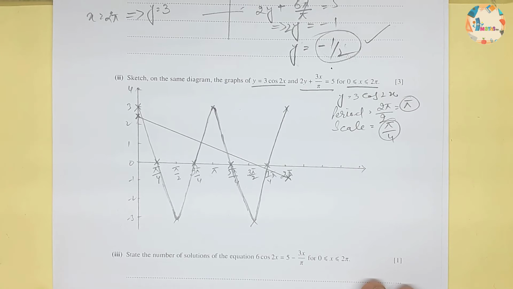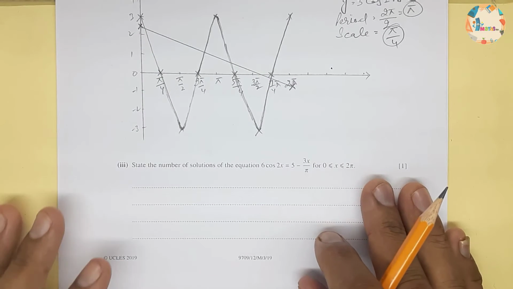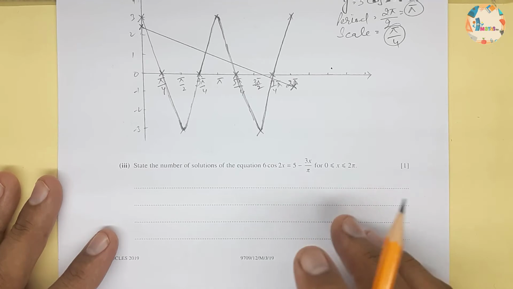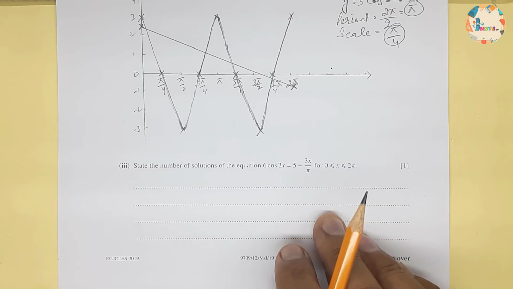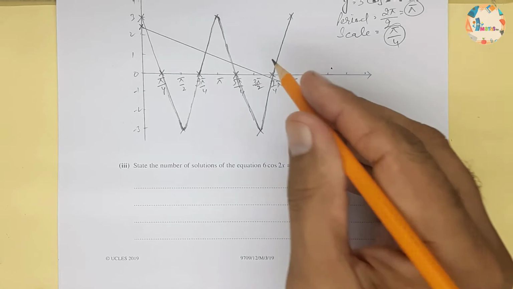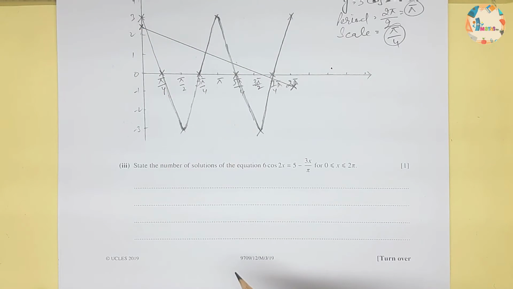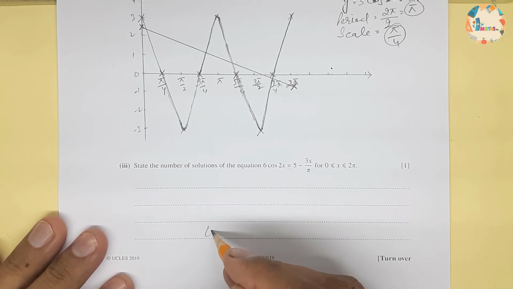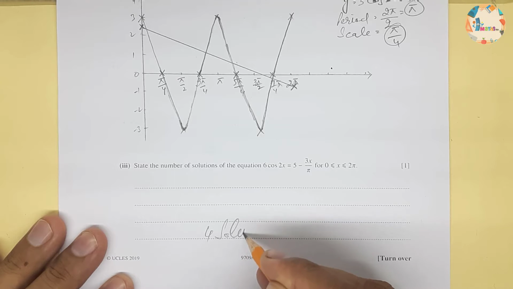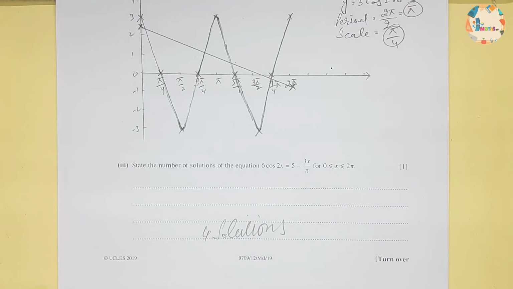So this will be the line which we have drawn, and we are asked to state the number of solutions of this equation. If we check, this is 1, 2, 3 and 4 solutions. It's intersecting at 4 points, so we can easily write this as 4 solutions. Hopefully you got this.